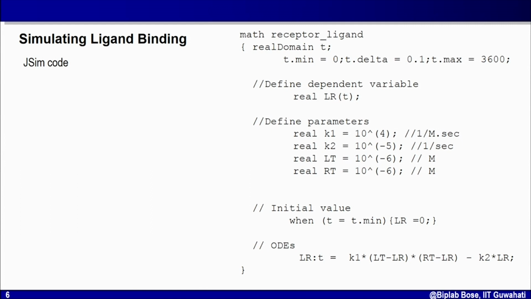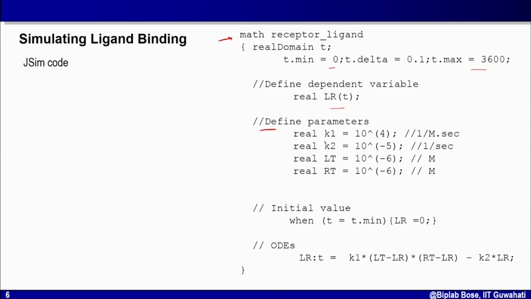If you remember, it should start with a tag math. So it is a math receptor model. You can put any other name there in place of receptor model, and you have to decide the initial time point, that is 0. Maximum time point I have taken 3600, because I am considering the time scale maybe in seconds, so 3600 is 60 into 60, so that is 1 hour. Then I have only one ODE, so I have only one dependent variable, that is LR, concentration of the complex form between L and R, and that is a dependent variable on t, that's why LR in bracket t. Then you have to define the parameters.